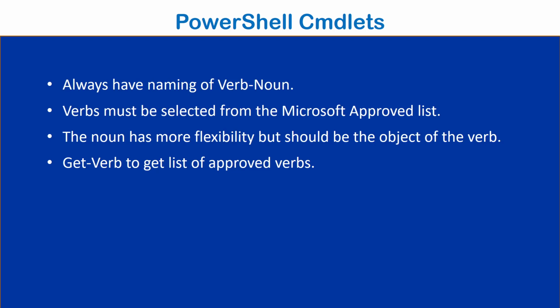So to talk a little more about PowerShell commandlets. If we remember what I was talking about before, I mentioned they always have a naming convention of verb-noun, and the verbs must be selected from Microsoft's approved list of verbs. The noun has more flexibility in terms of its naming, because there are so many different nouns out there and not a lot of consistency in what an object can be. But the verbs are really key because they give you a sense of the action that the commandlet performs. And you can use the commandlet Get-Verb to get a list of the approved verbs.